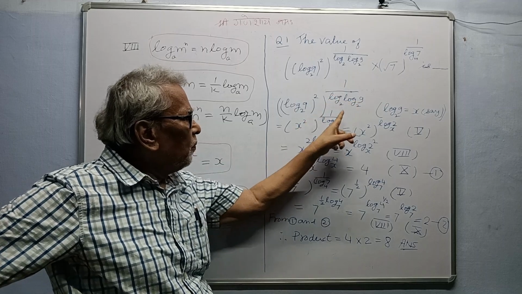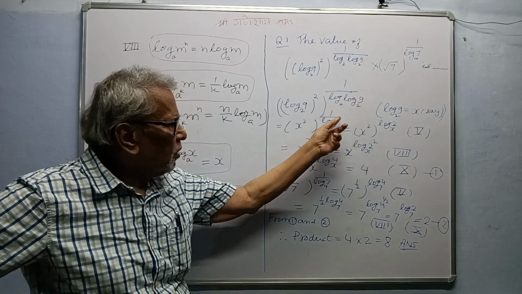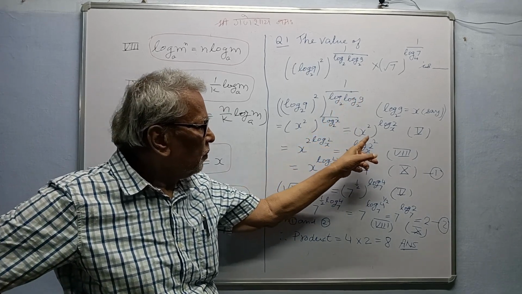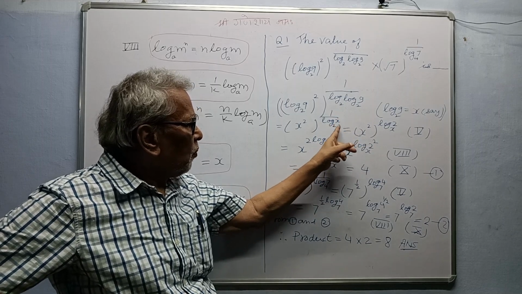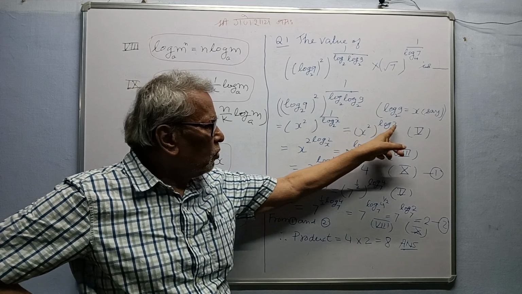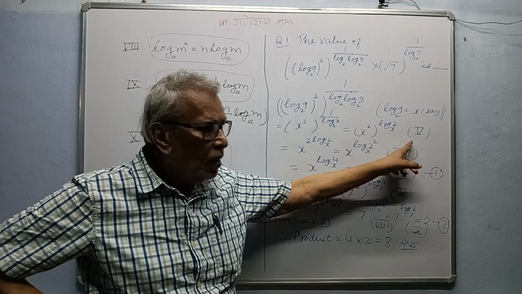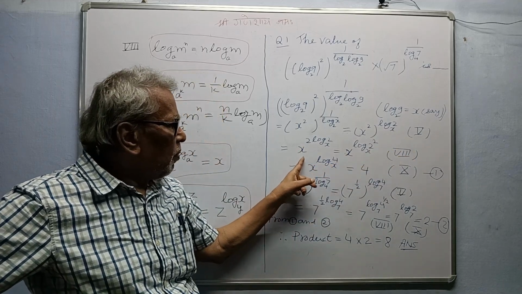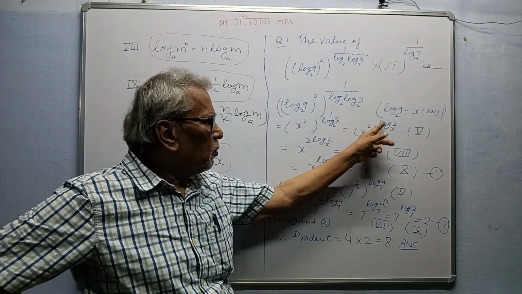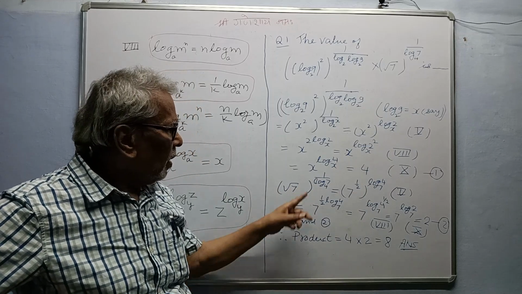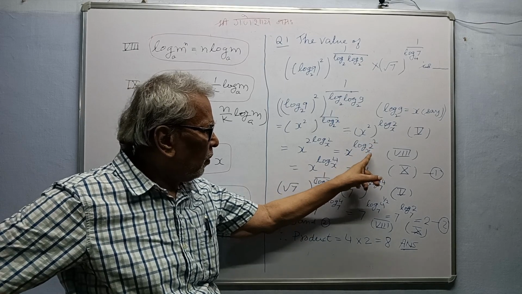This is 1 by log, this is x. So log x to the base 2. Now, x square, log 1 by, so position will interchange. Log 2 to the base x. Property 5. x to the power 2 log 2 to the base x. It is a simple indices rule: 2 into this, multiply. x to the power log 2 to the power square x.